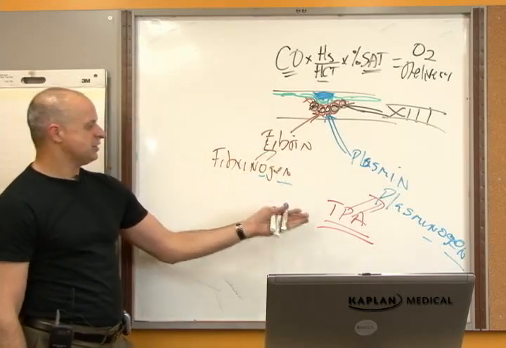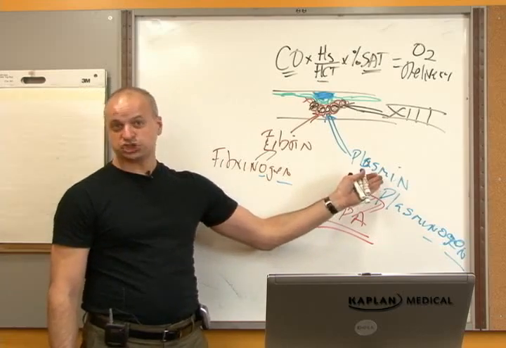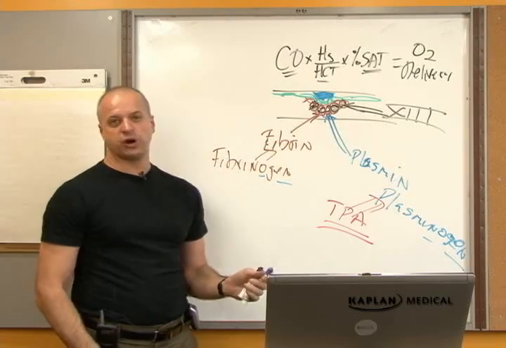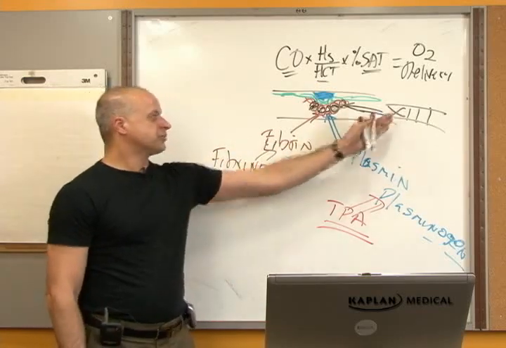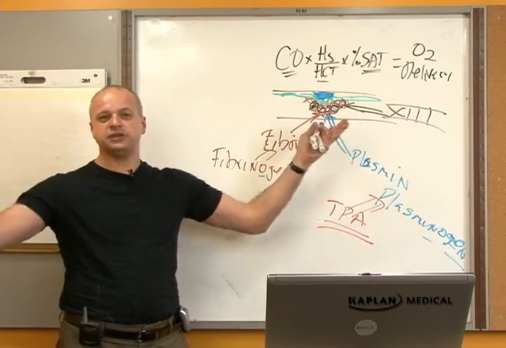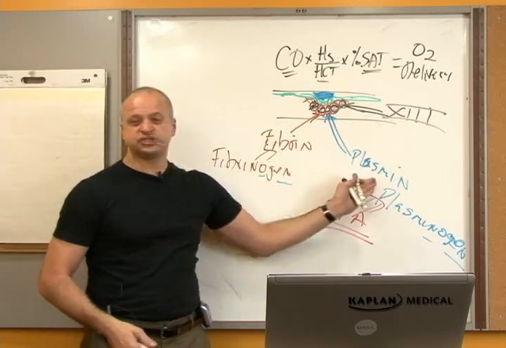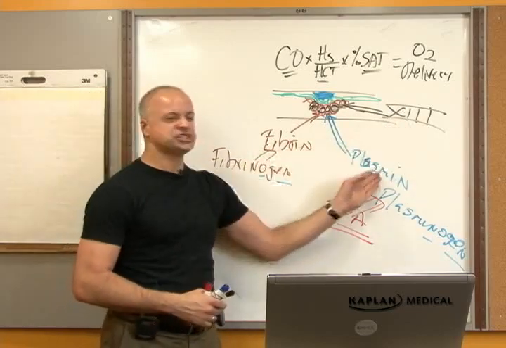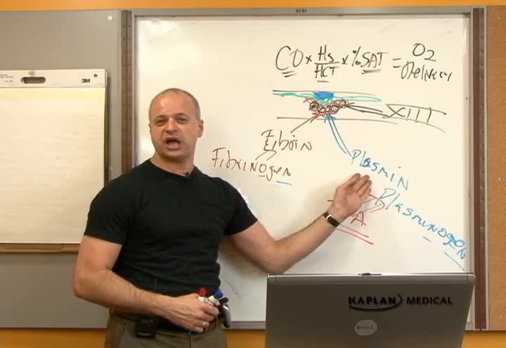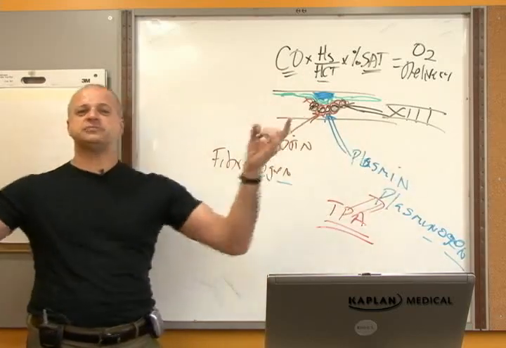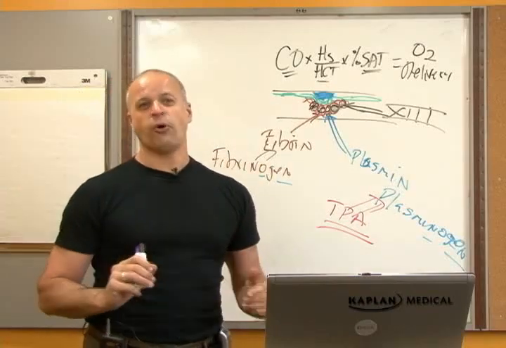Fibrin creates the clot. Plasmin destroys the clot. Factor 13 preserves the clot so the plasmin doesn't work. Clot creator, preserver, destroyer. Creator, preserver, destroyer. Where's my Hindus? Creator, preserver, destroyer. How interesting. Brahma, Vishnu, Shiva.